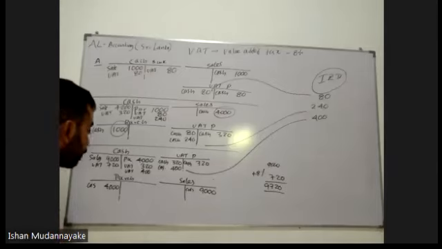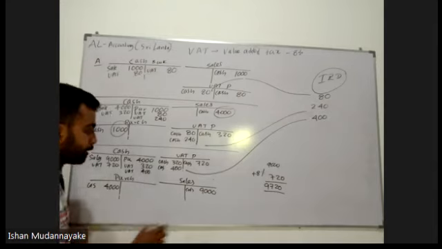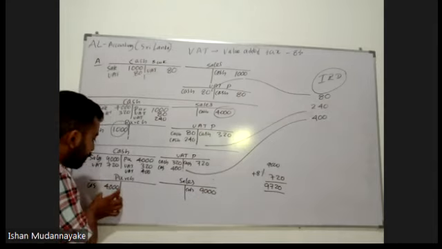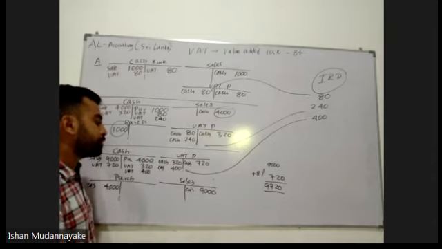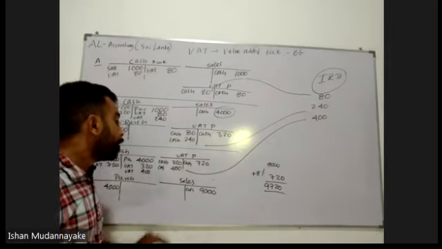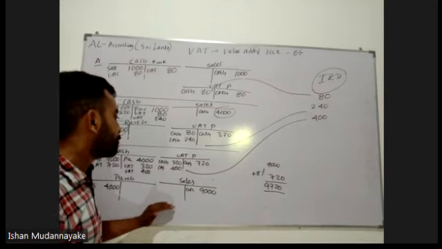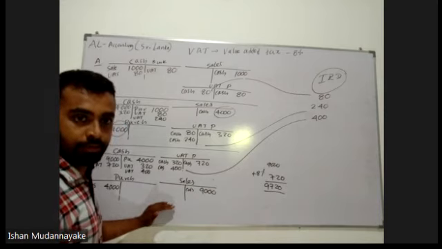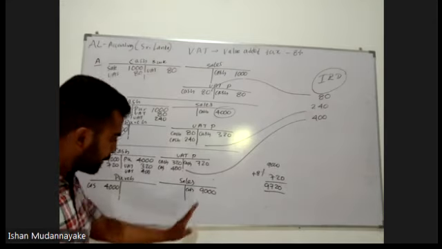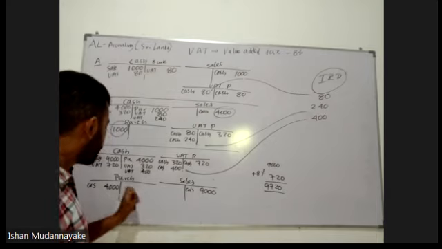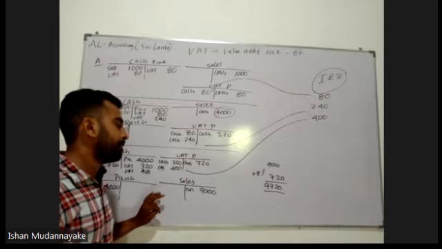Then here, look at the profit of the business. Total sales 9,000, purchases 4,000, profit is 5,000. Here you can see no impact to profit, although the business pays value added tax to the government. That will not impact the profit of the business. Profit is the same, 9,000 minus 4,000, 5,000.